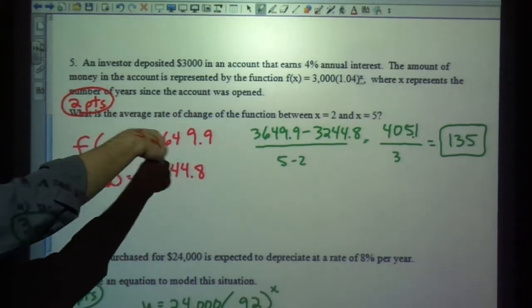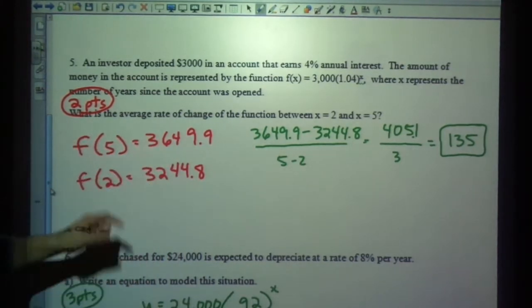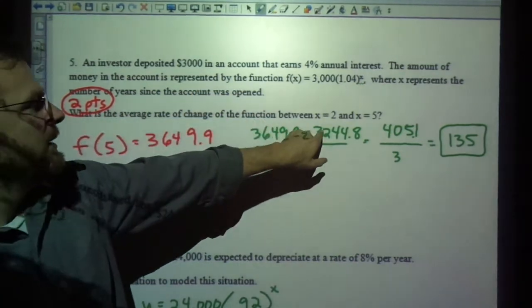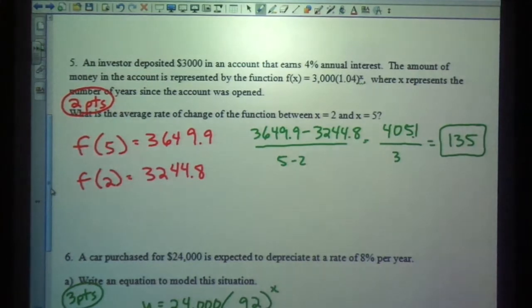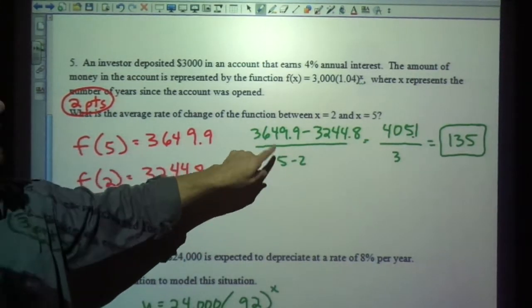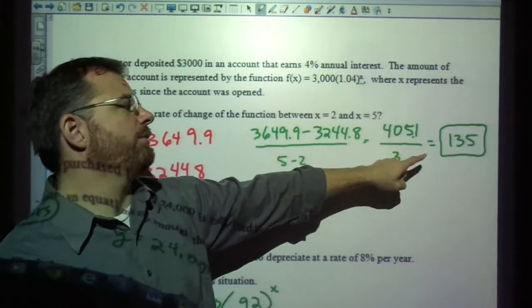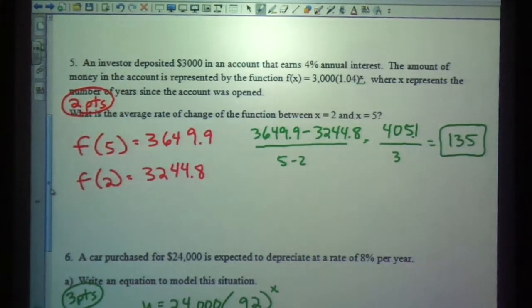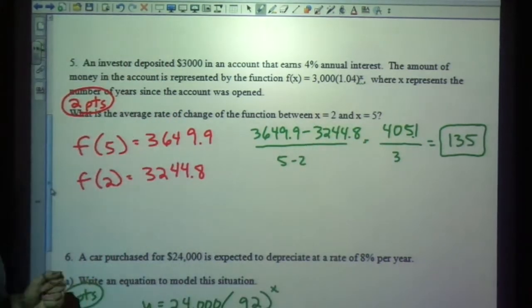3649.9, or they could have 3650, that's okay. What's the value of the function when x is 2? I got this. Then we subtract those numbers to find a change of 405. I had 405.1 divided by, there are only 3 x values, so we subtract the x values underneath. So when we have this total increase divided by 3, I got 135. 2-point problem here. I'm looking for 1 point for the setup and 1 point for the correct answer.